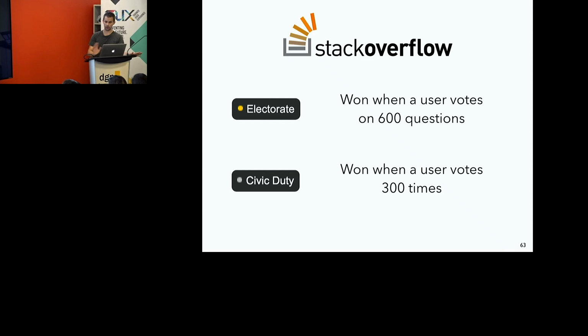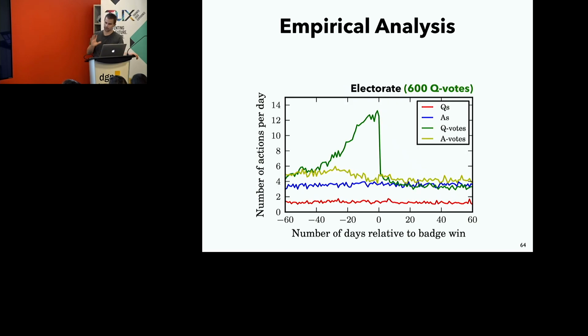Okay, so let's just go straight to the data. This is the Electorate badge, the first one, and let me just explain what's going on here. On the x-axis, I'm looking at time. I'm taking everyone who ever won this badge and aligning them such that x equals 0 is the day they won the Electorate badge. And the y-axis is just a count of actions they were taking per day. So for example, minus 20 is 20 days before they won the badge, and plus 20 is 20 days after they won this badge.